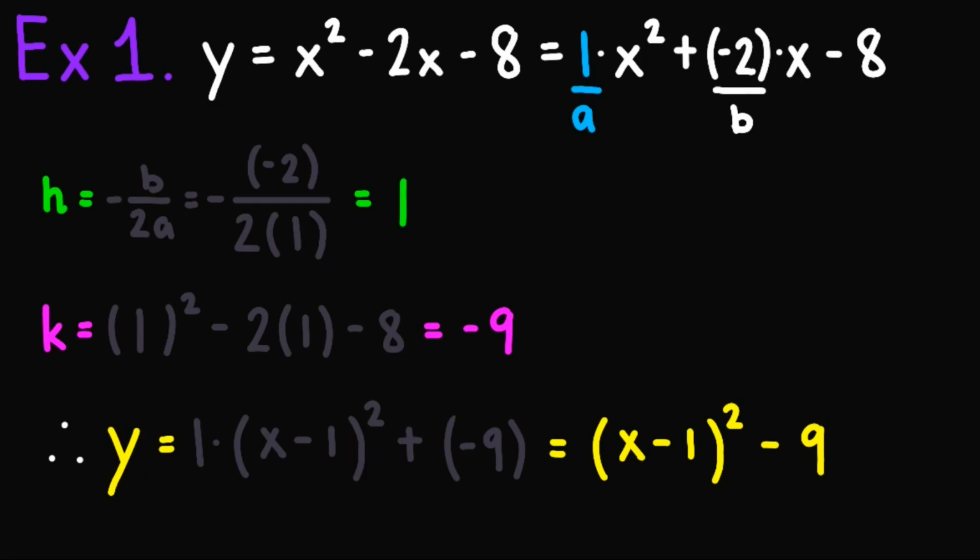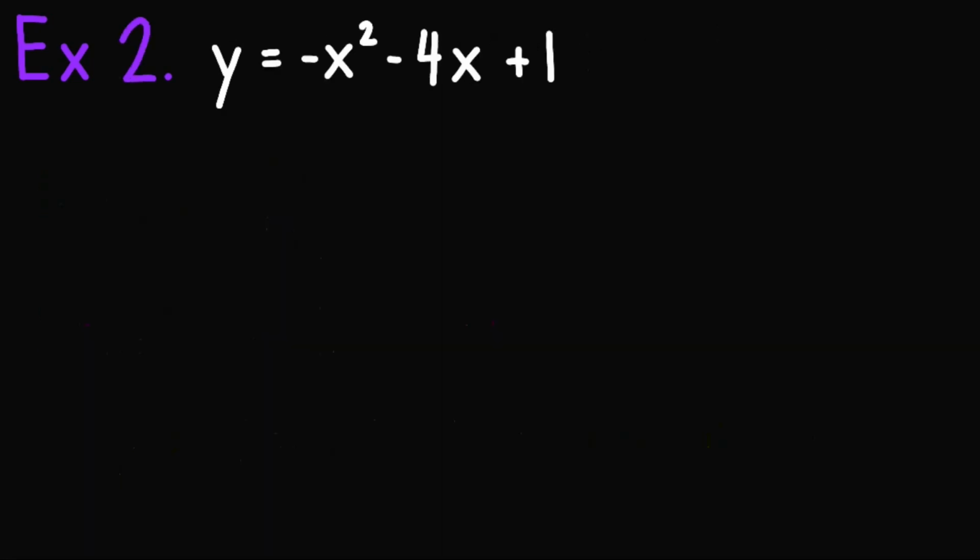Let's now move on to the second example. So we're given y equals negative x squared minus 4x plus 1. Again, you may pause the video so that you may try this trick first on your own. Okay, good, so let's start.